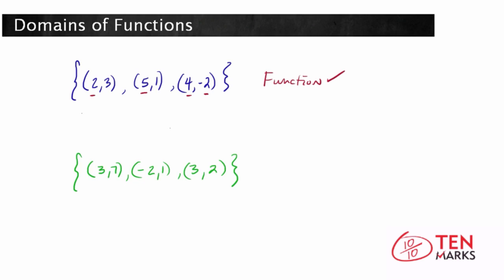Let's take a look at the second set of points. For the input of 3, an output of 7 is given. For an input of negative 2, an output of 1 is given. And for an input of 3, an output of 2 is given. So here is the problem. You have the number 3 producing a 7, and you have the same input, another 3, producing a different output, the number 2. And while this is still a relation, it's not the special kind of relation we call a function.